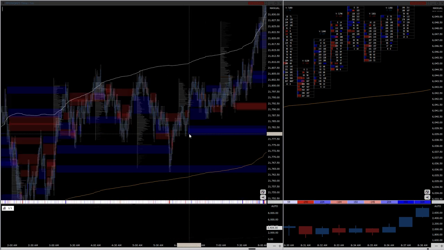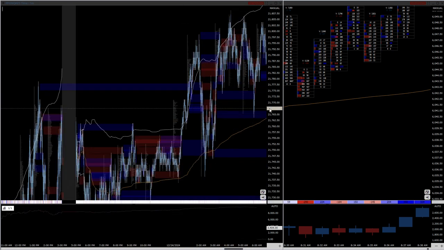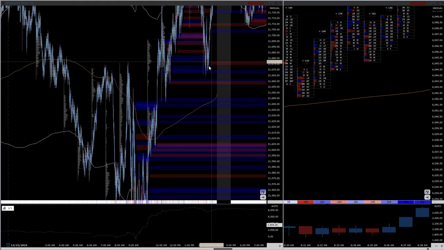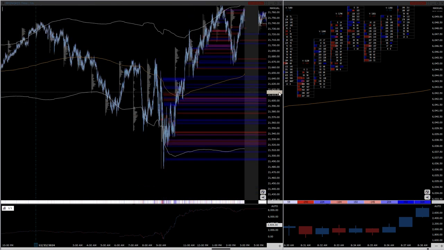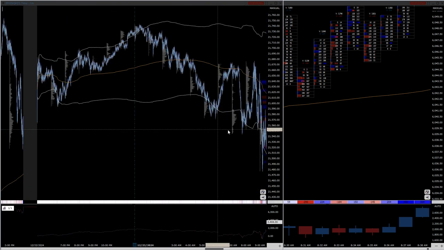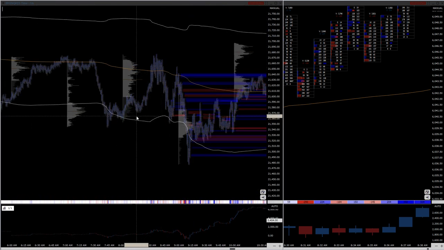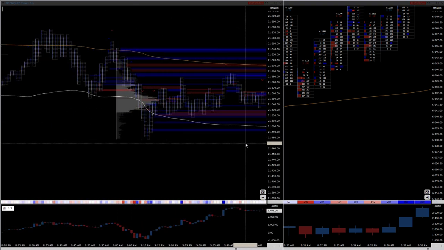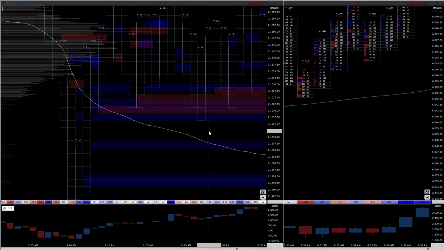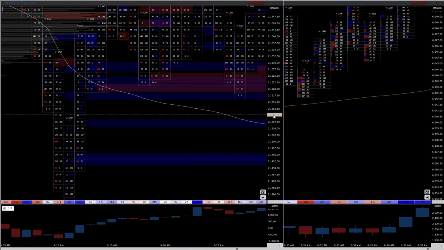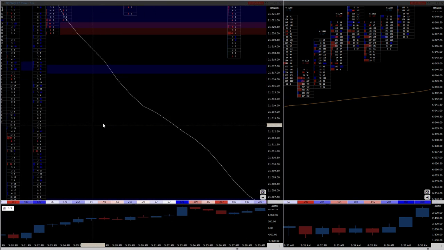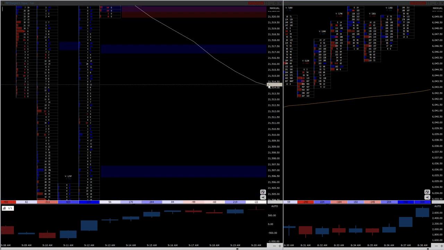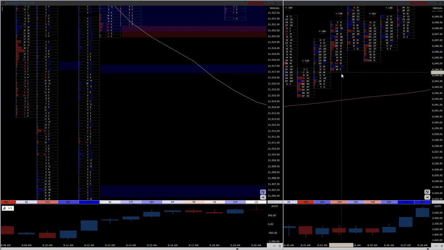Then we have footprints for entries. All right, and I'm actually gonna go to an example from yesterday. Yeah, this should be good. No, it was this one. All right, so this was a trade I was looking at. Now, another way you can use footprints is for these imbalances, to look for a rejection off of.